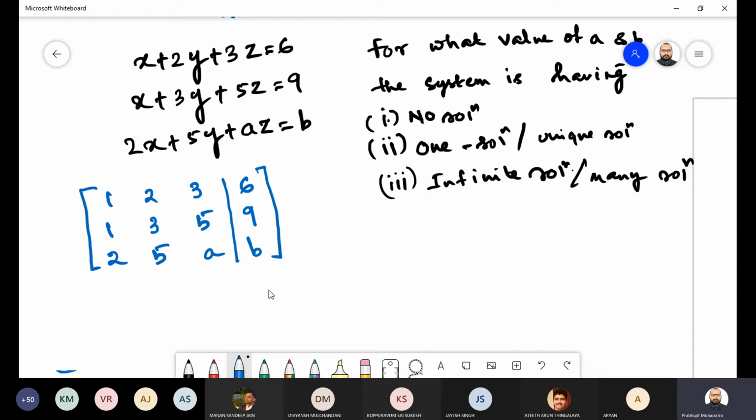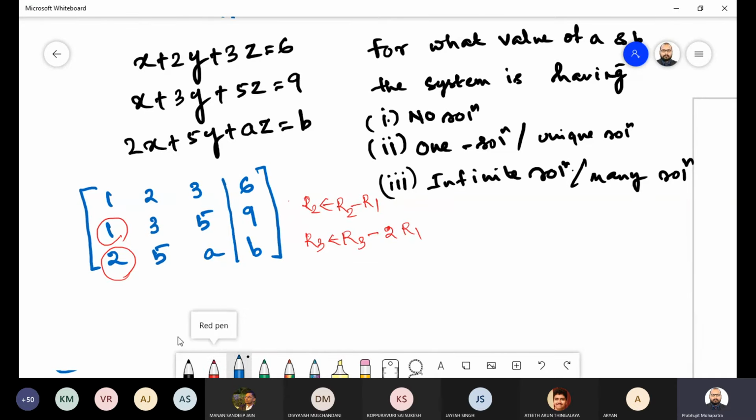Now what operation can you write? Which ones should we make 0? R3, so the bottom row, this one and these two. First we have to make them 0. So you have to write row 2 as row 2 minus row 1, and row 3 as row 3 minus 2 times row 1.